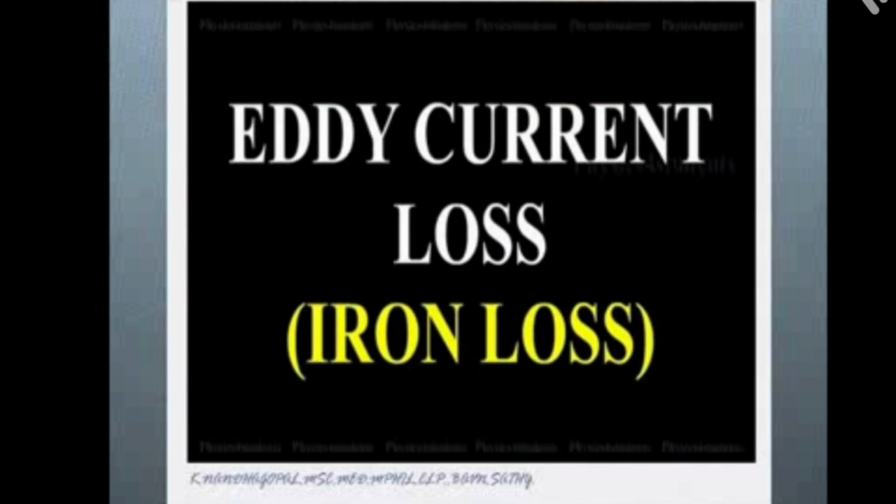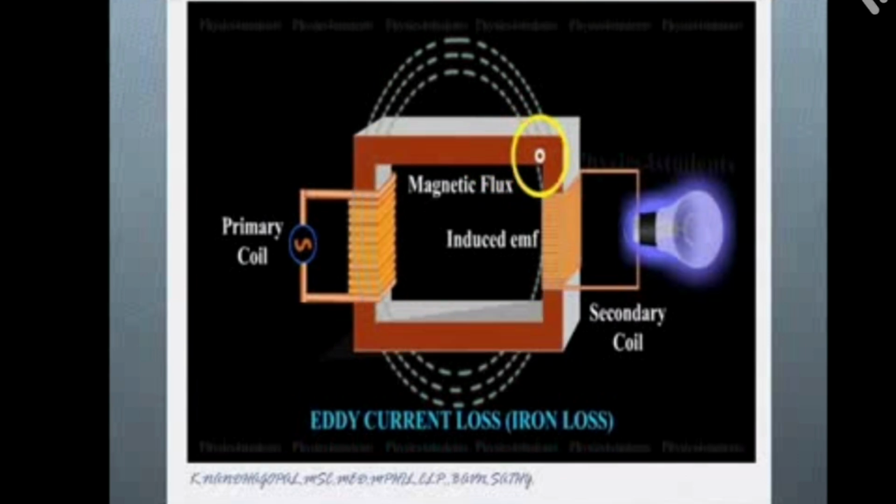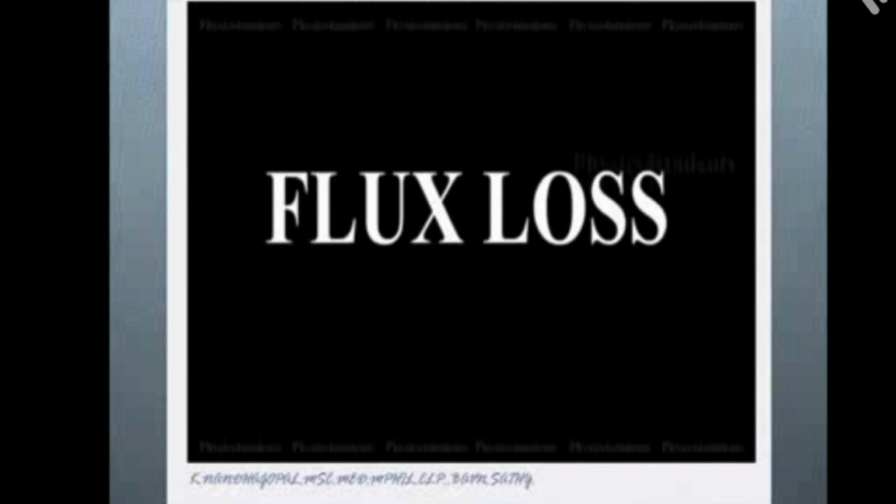Then eddy current loss, or iron loss. When current flows through the coil, it produces a magnetic field. The magnetic field produces eddy currents in the material. The eddy current is dissipated in the form of heat energy. To prevent that, we can use insulated metal strips. It is not a thick metal, it is strips.